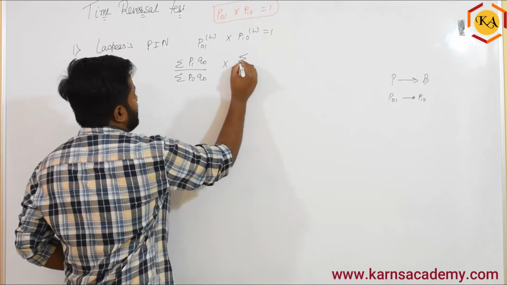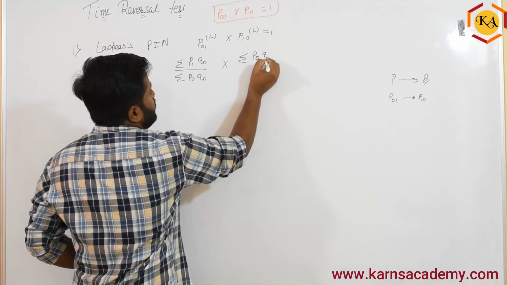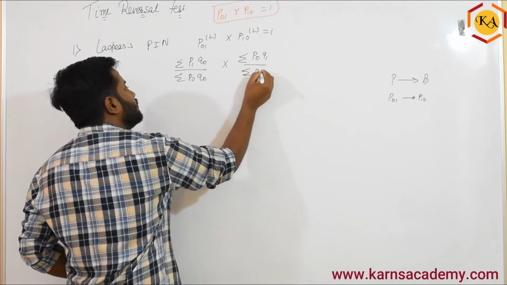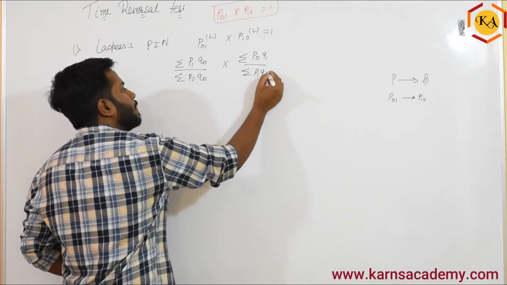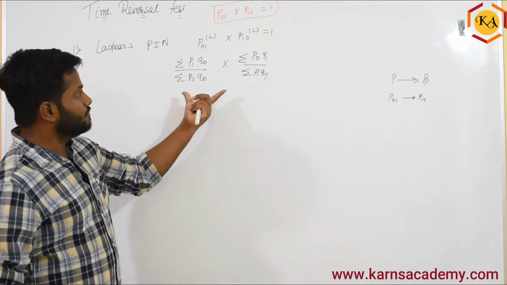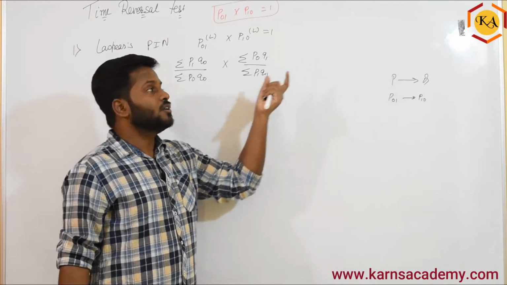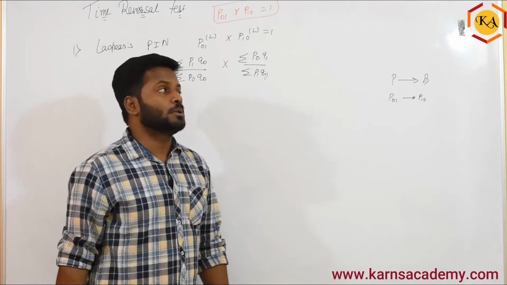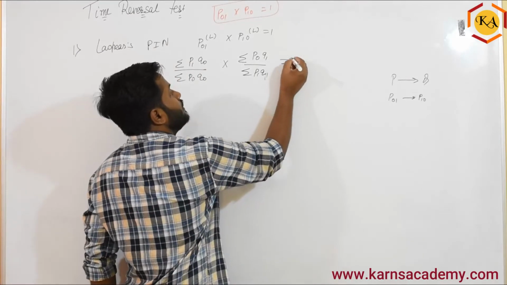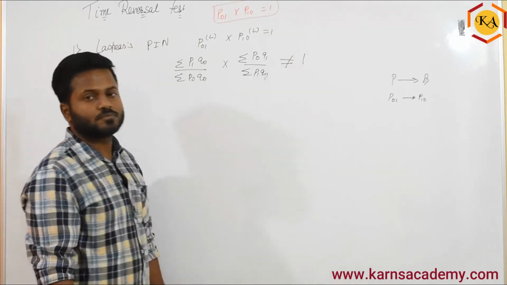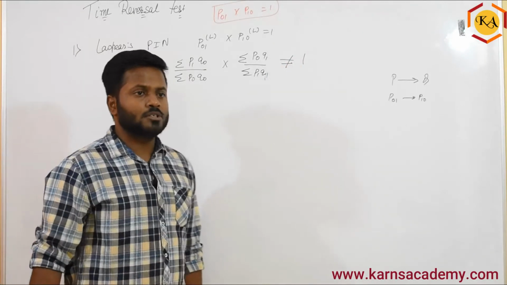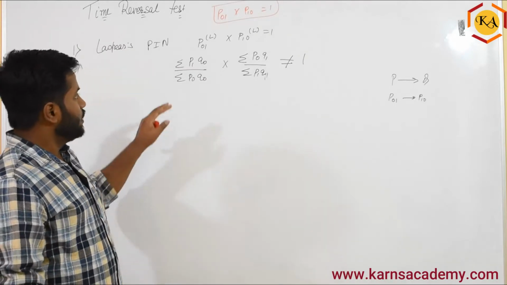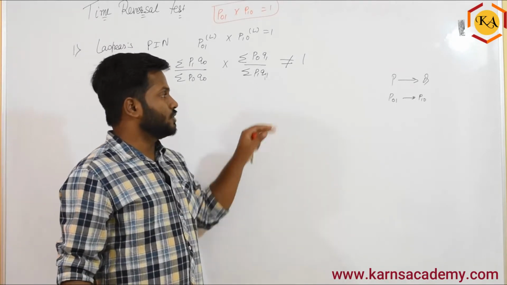Which means I can write summation P0Q1 divided by summation P1Q1. And if this is equal to 1, we say that it satisfies the Laspeyres price index number. But this will not be equal to 1. While solving the problem, we will see how this is not equal to 1. But as of now, you try and write this. This is not equal to 1.